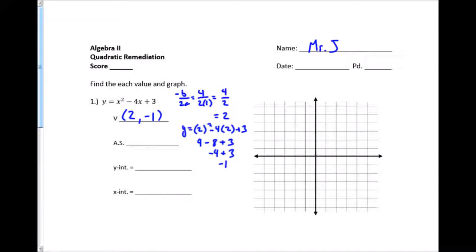The axis of symmetry is always x equals, and it's got to be x equals because that's the equation of a vertical line. And it's always going to be x equals the x value from the vertex. So x equals 2 for this one.